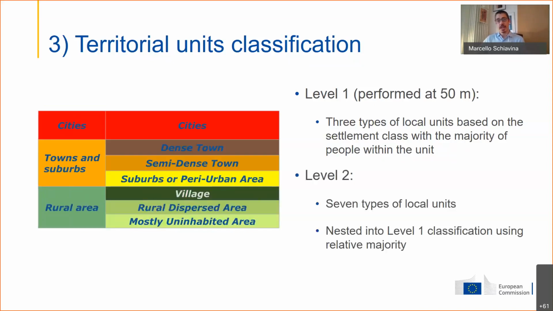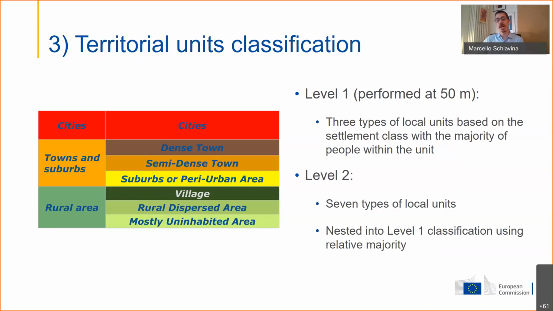The second level is again nested into the first, and the classification is assigned according to the majority of settlements within the level 1 classification. So if the unit is classified as rural area, I'll look into population living in rural clusters, low and very low density, identifying villages, rural dispersed areas, and mostly uninhabited areas.